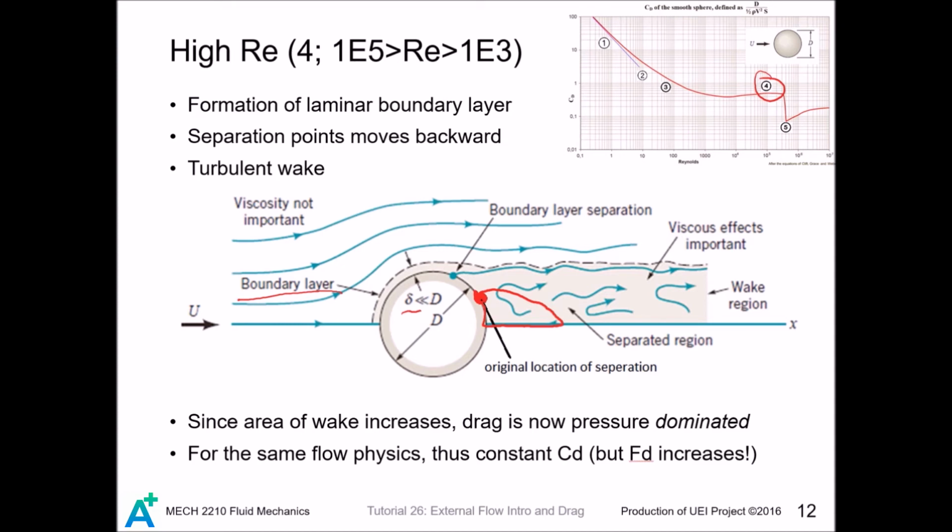And if we further increase the Reynolds number in this region, this separation point would move backward to its limiting position. And the wake region where the pressure is low will increase. And there is much more contribution from the pressure, so that the frictional drag is already negligible compared to the pressure drag. And we say that the drag is now pressure dominated. And in this region, the flow physics remains nearly the same, so the drag coefficient is now a constant. But the drag force is in fact increased, since the drag force is proportional to the velocity squared.